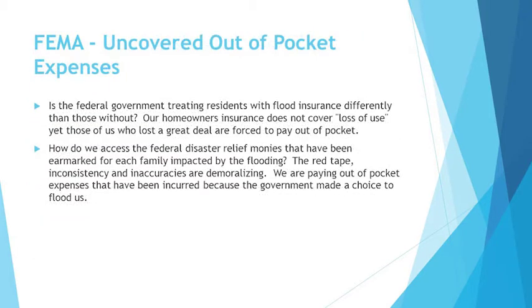Okay, so now we're to FEMA uncovered out-of-pocket expenses. And is the federal government treating residents with flood insurance differently than those without? Our homeowners insurance does not cover loss of use, yet those of us who lost a great deal are forced to pay out of pocket. I understand this question.